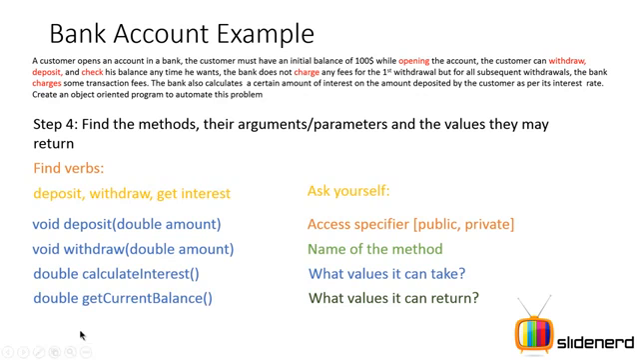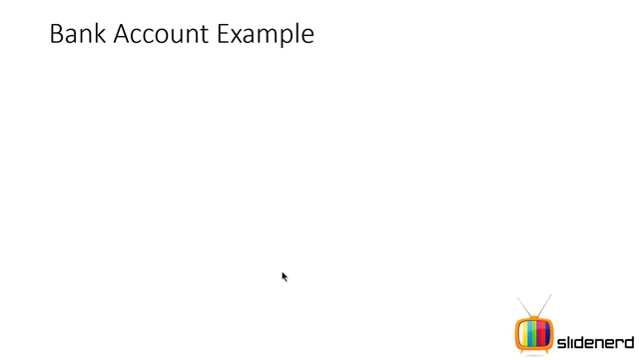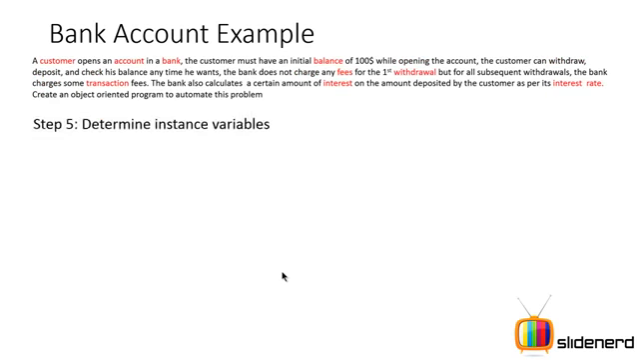So here there's the double current balance, to get the current balance of a given account which the customer can access, and that takes care of this. Next, let's go further and find out what kind of instance variables you should have. So here, find the nouns and ask yourself some questions. For example, we had the balance, which should be a variable of the account class that contains how much money that particular account is having.